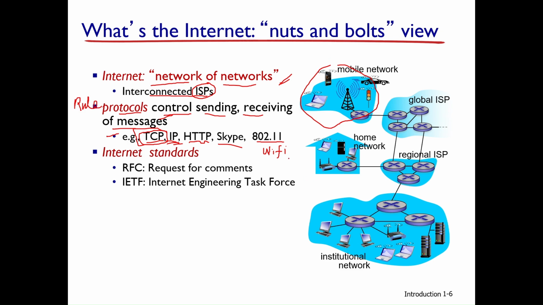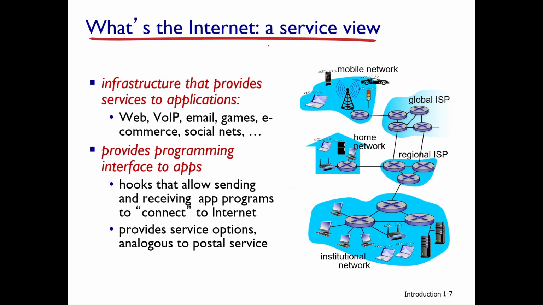What are the internet standards? Internet standards are RFCs, Request for Comments, and the IETF, the Internet Engineering Task Force. So these are the authorities that decide the internet standards. What are the authorities which decide the internet standards? RFCs, Request for Comments, and the IETF, Internet Engineering Task Force.